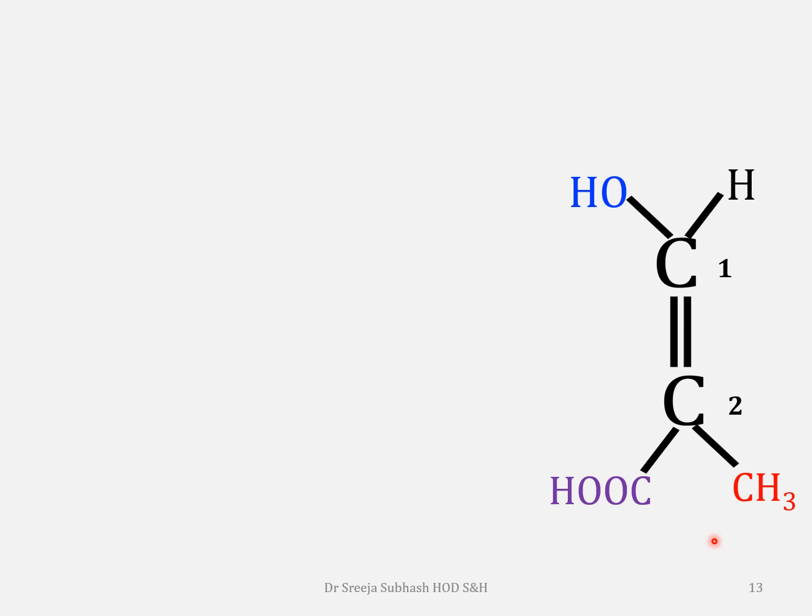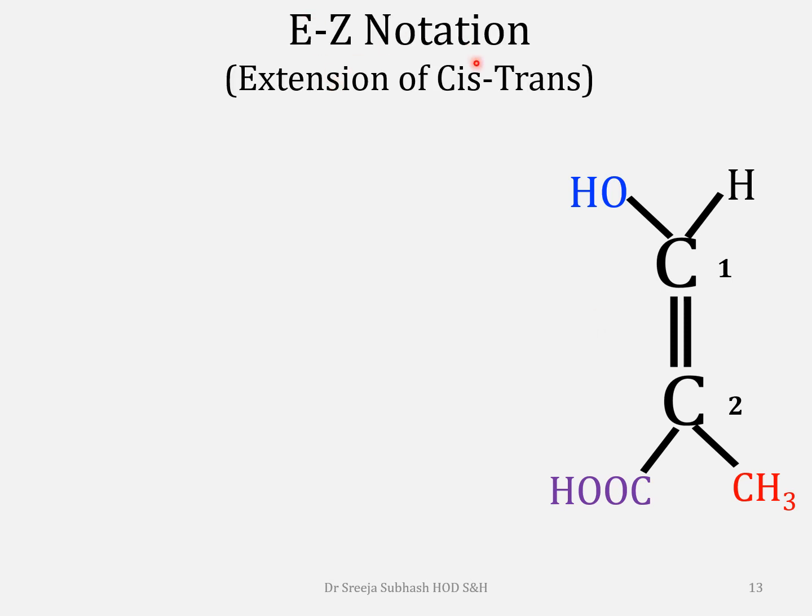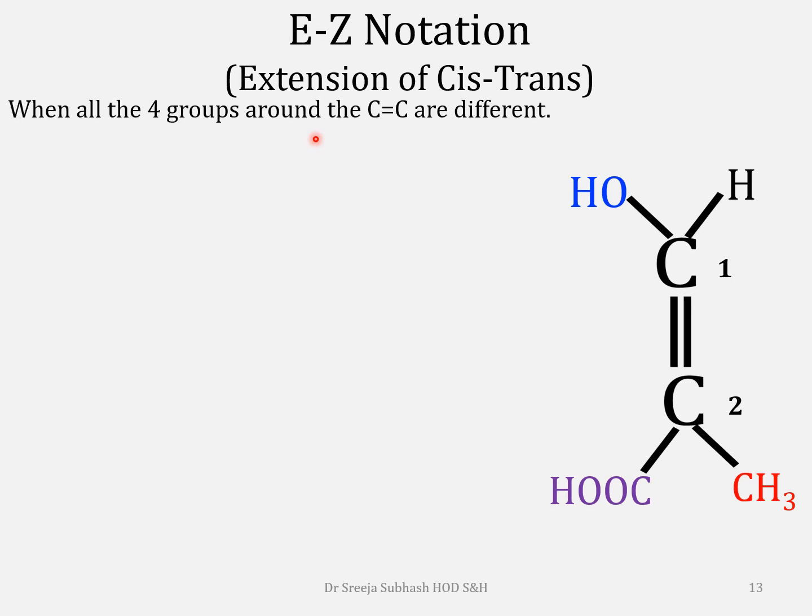Difficult. Why? Because there are no common substituents attached to both the carbon atoms. Here, in fact, all the 4 groups attached to the carbon atoms, or around the double bond, are different. In such cases, there has to be a new method of nomenclature, and that is called the EZ notation, which can be considered as an extension of cis-trans notation. This happens when all the 4 groups around the carbon-carbon double bond are different.